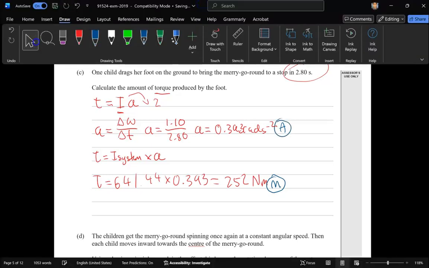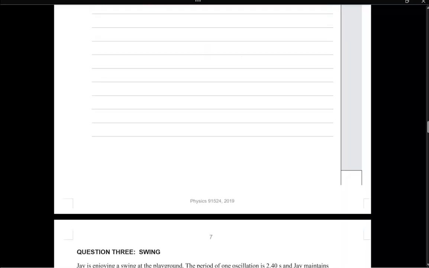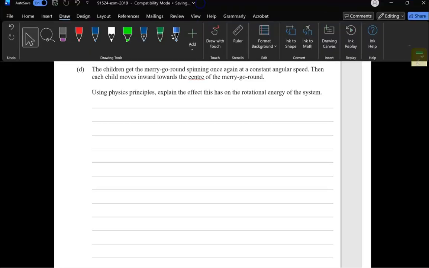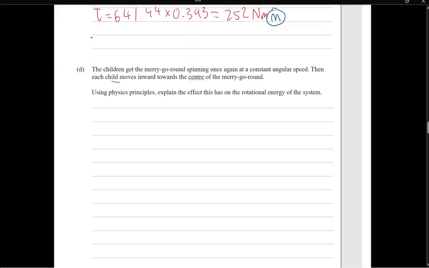Alright, I think we have one more question to go. Yep, so last question, Part D. The children get the merry-go-round spinning once again at a constant angular speed. Then each child moves inwards. Alright, that is the key word right there. Moves inwards towards the center of the merry-go-round. Using physics principles, explain the effect this has on the rotational energy of the system.